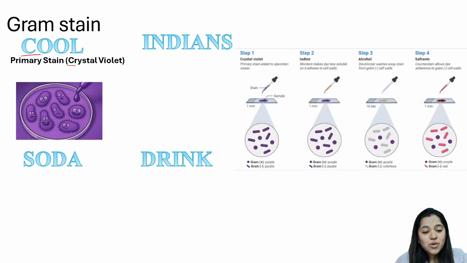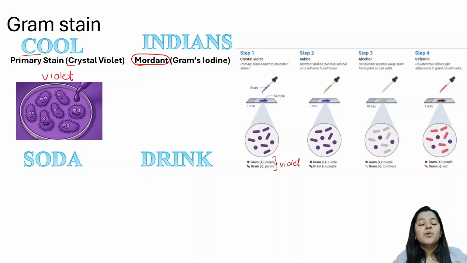Now, this stains all the bacteria with the same color. Both gram positive and gram negative will be stained violet. No discrimination. Okay. See, both are stained violet. Then comes your mordant. Now, this is a very direct question which can come in exam. Which is the mordant used in gram stain? Which is gram's iodine. I for Indian, I for iodine.